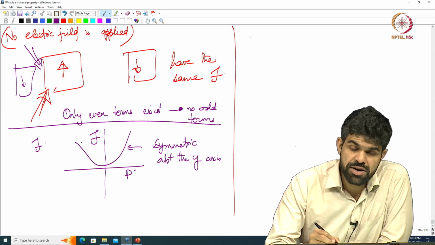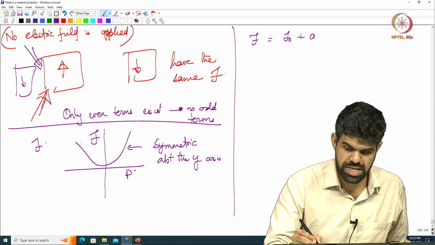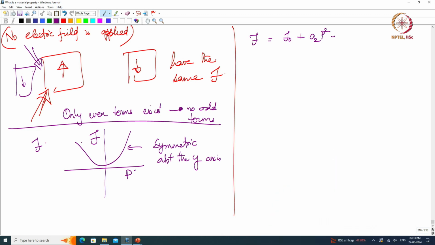Now, let us start with f equal to f naught plus a2 p square plus a4 p4, right. For starters, we are going to look at what are called second order phase transitions, where, again, this is a phenomenological theory and it is enough to go up to fourth order.